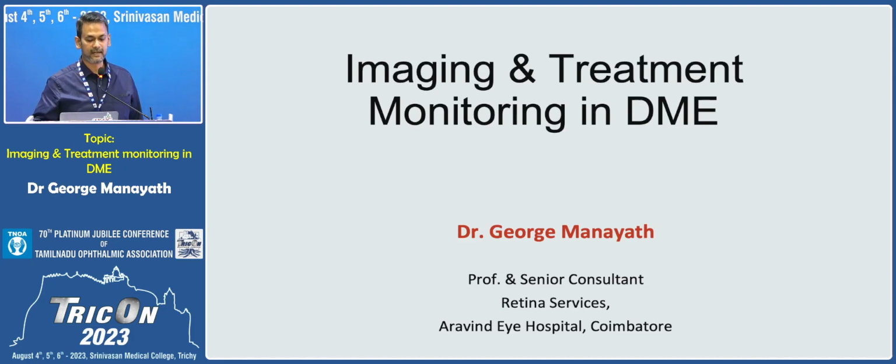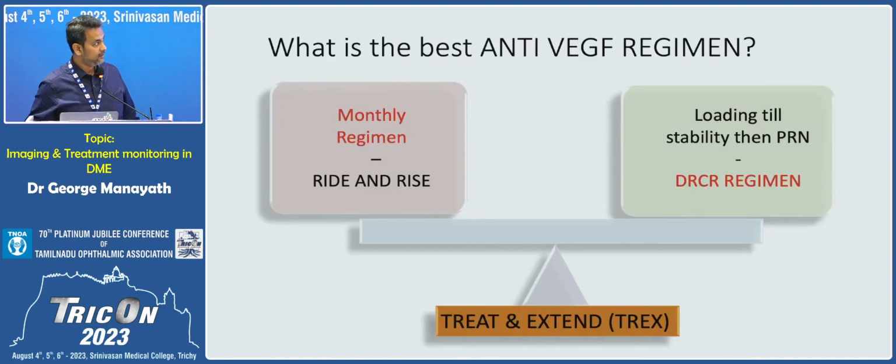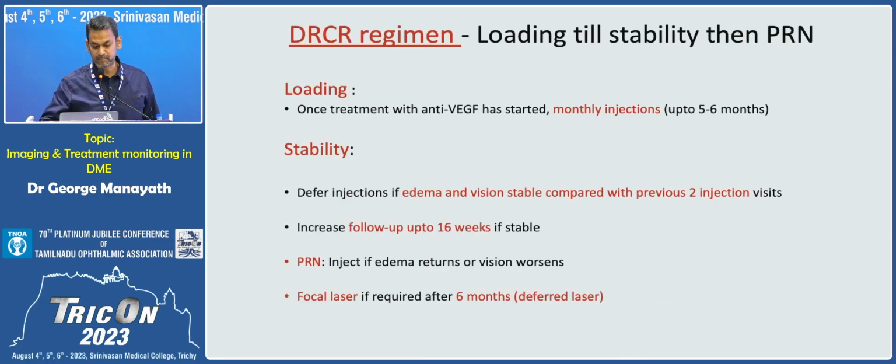We have heard about anti-VEGF and steroid treatment. We know that we have all moved from the monthly regimen to now either the DRCR protocol or a treat and extend regime. The treat and extend regime still has too many injections, so we prefer the DRCR protocol, which has loading injections, not just 3 injections, but until the macula is dry and the vision is maximized or stable.